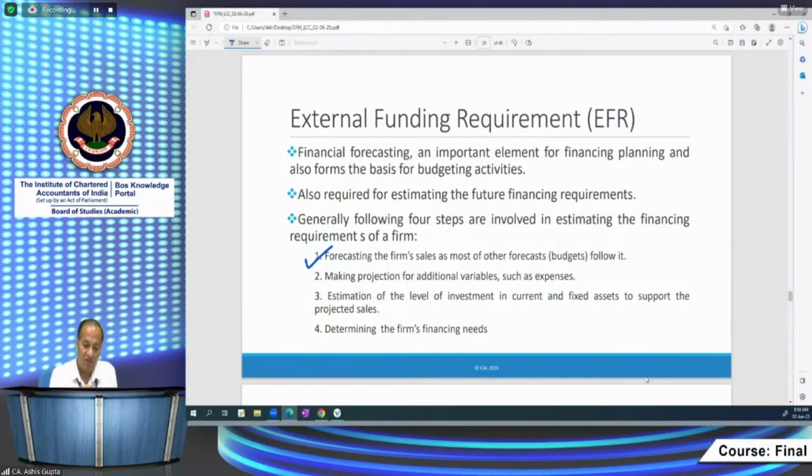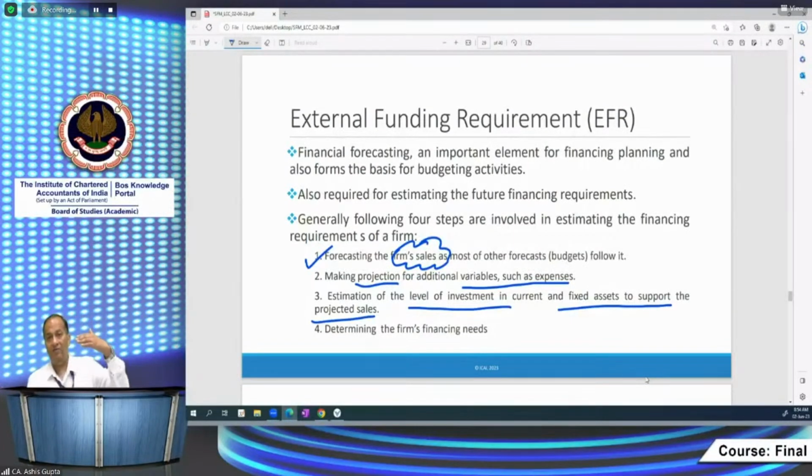First, forecasting the firm's sales, as the other forecast budgets follow from it. Students, please note that whenever we carry out the budgeting exercise, it is sales that forms the basis of the other exercises. Next, making projections of other variables such as expenses. Then, estimation of the level of investment in current and fixed assets to support the project.